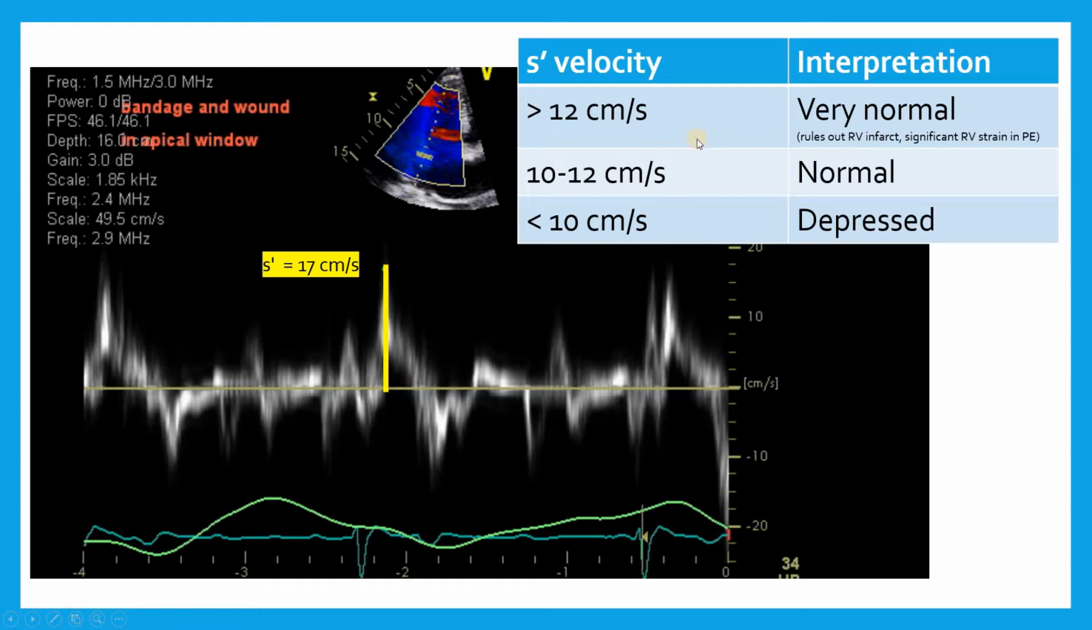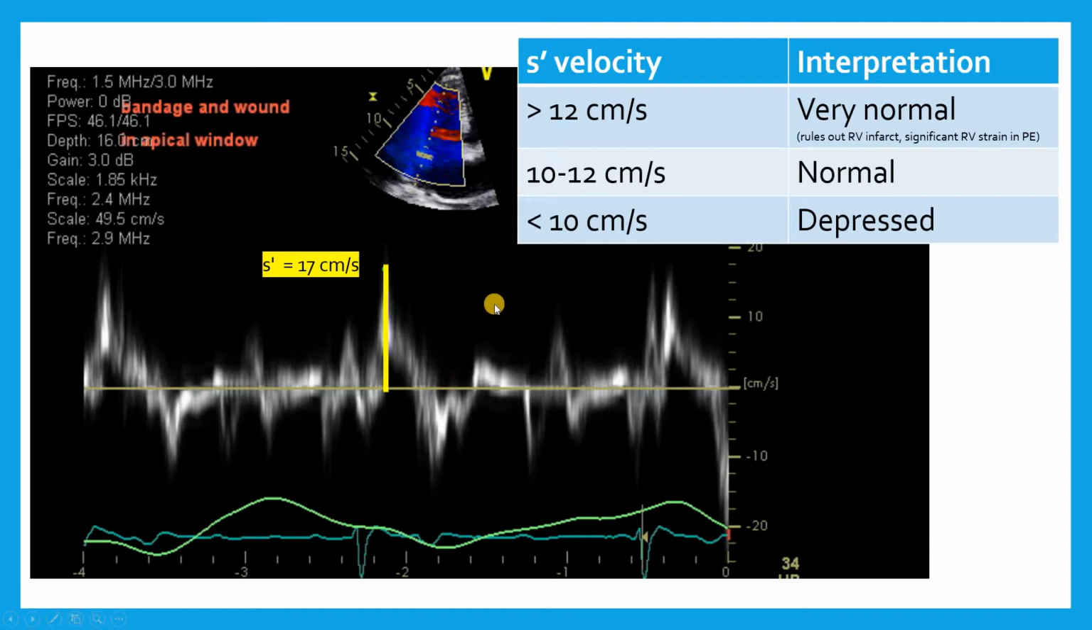And in fact, when S primes are above 12, if you're thinking that the patient might have an RV infarct or you're worried about significant RV strain in the context of acute PE, these S prime velocities of 12, 13, 14, once you get above that, you're pretty confidently ruling out significant right ventricular dysfunction. Now, these are just rough measures of RV contractility.